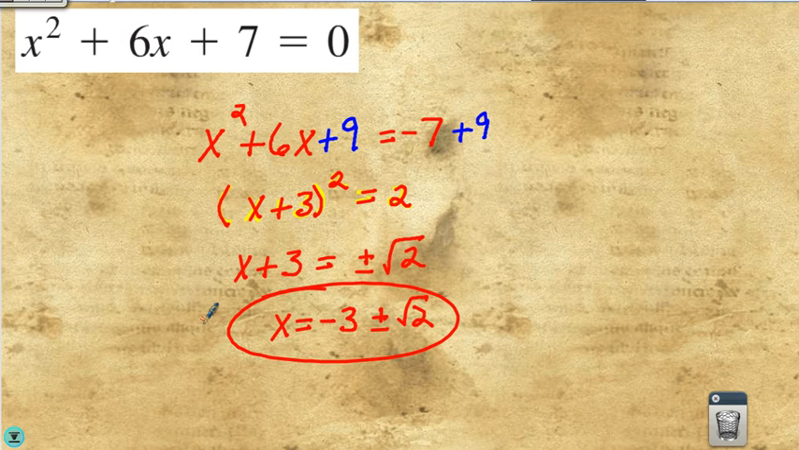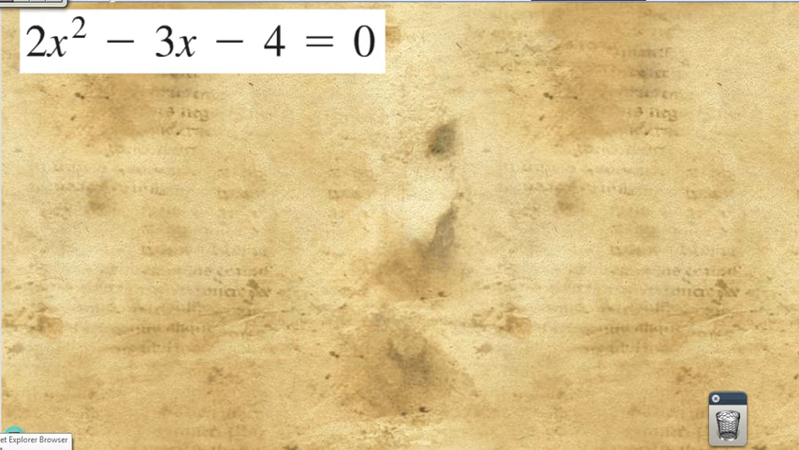That one might have actually been quicker than the quadratic formula we're about to do. Watch me start liking it better. If you want to solve this one by factoring, does this factor? Move the 2 to the end, you get an 8. Is there anything that multiplies to give me negative 8 adds to give me negative 3? No. This one's not factorable. Now that we know it's not factorable, we know we will have an irrational answer.